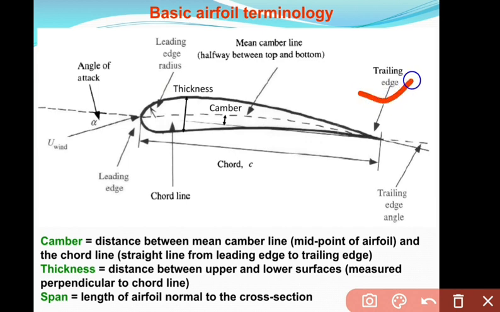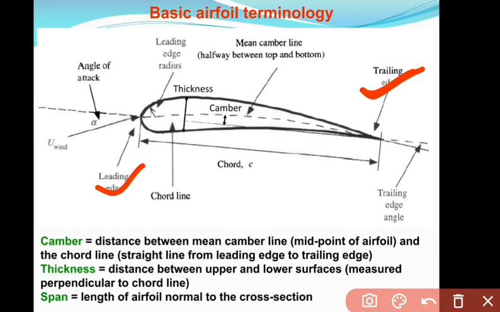The second one is trailing edge. Here you can see this part is indicating the trailing edge. Trailing edge is similar to the leading edge, but this is the point of maximum curvature at the rear of the aerofoil, meaning the back side, at the end side of the aerofoil. That is known as the trailing edge. First is the leading edge, second is the trailing edge.